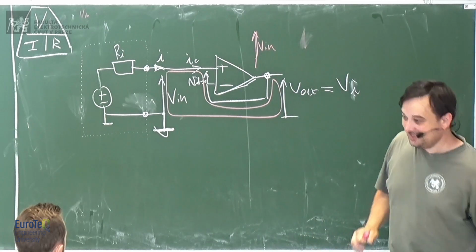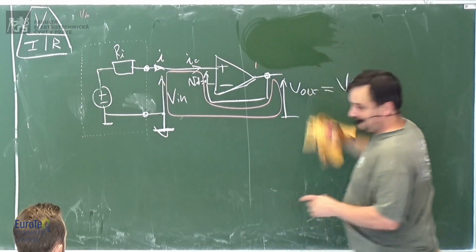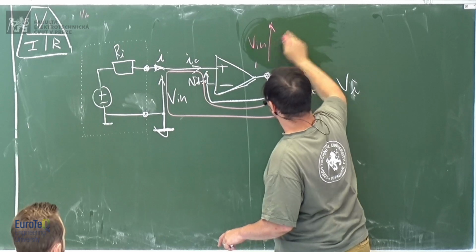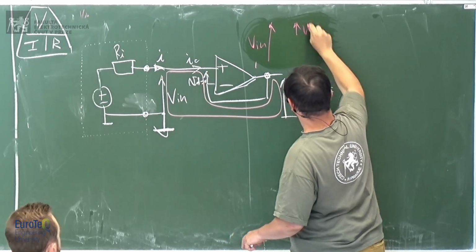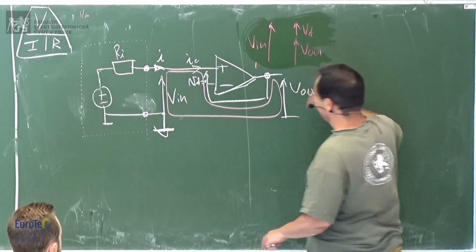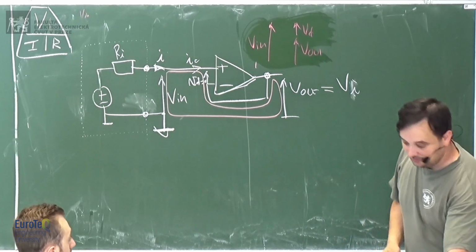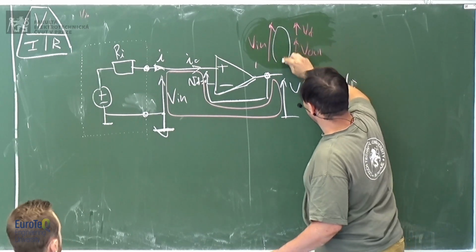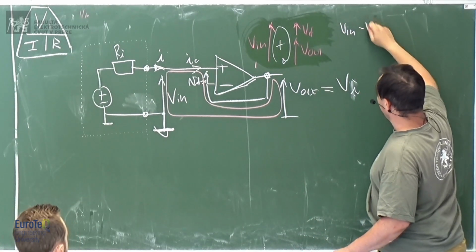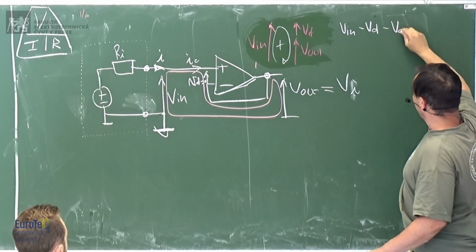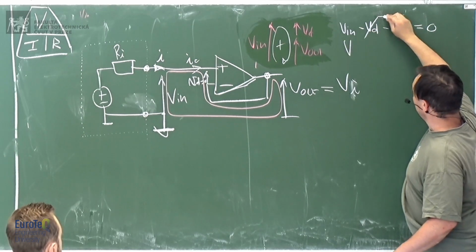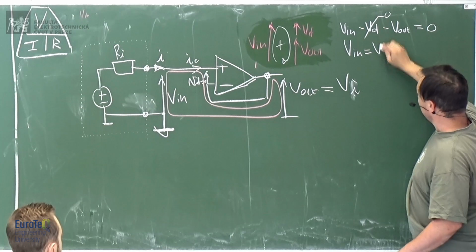Okay, let me do it better. V in is equal to V out minus 0. But let's help our friend at home. We're going to draw the loop, VD and V out, okay? And then the loop will be something like that. So this is positive. V in minus VD minus V out equals 0. VD is 0. So then V in is equal to V out.